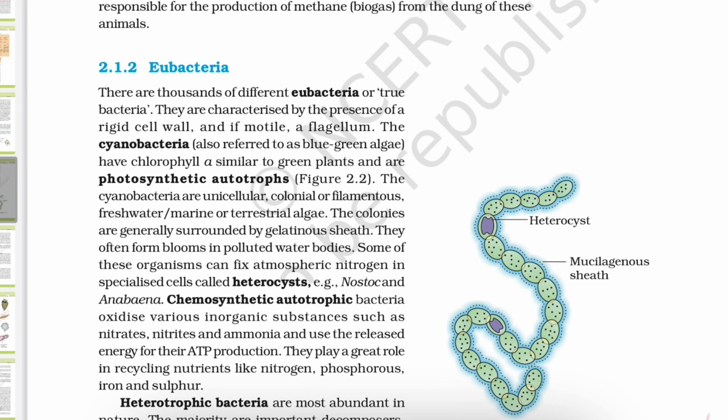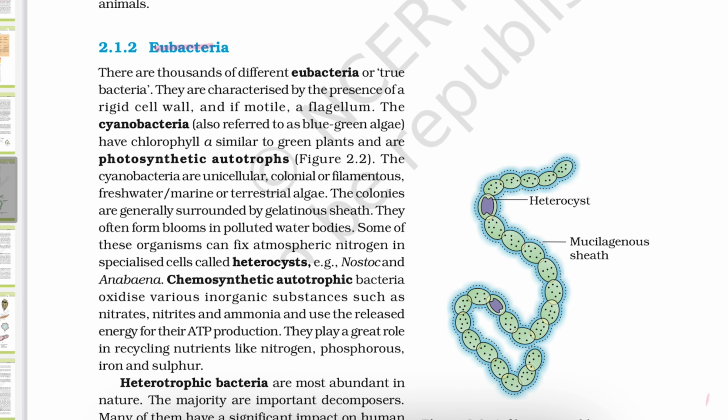So now let us move on to our NCERT. Eubacteria. There are thousands of Eubacteria. These are also called true bacteria. They are characterized by the presence of a rigid cell wall. If motile, they have flagella.